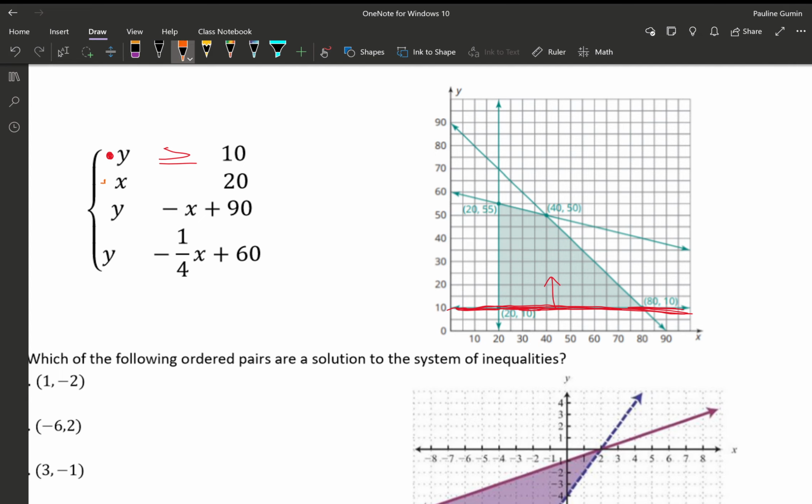Next, let's take a look at x. The x and the 20, that's a vertical line. And I'm coloring it in right now. All right. It's shaded to the right, which means this is also greater than or equal to.